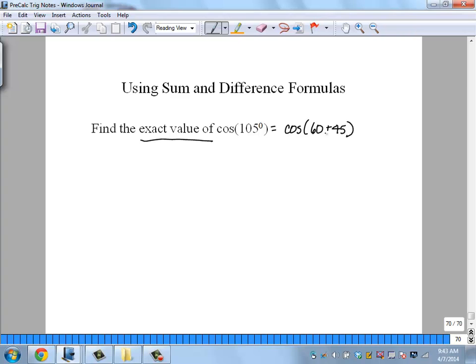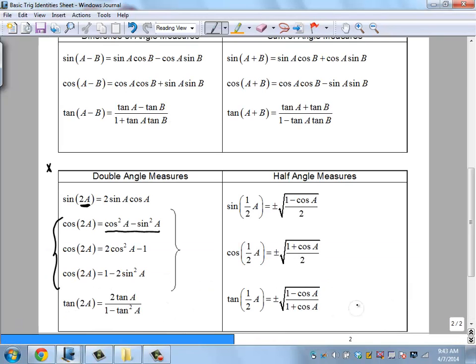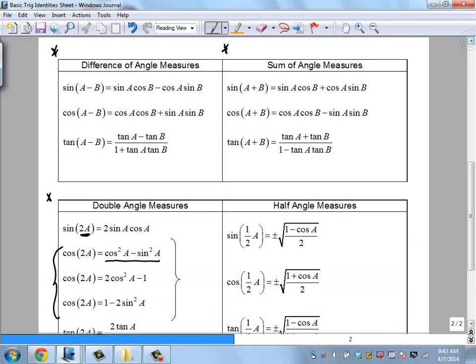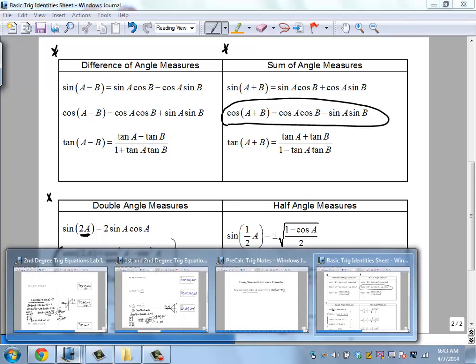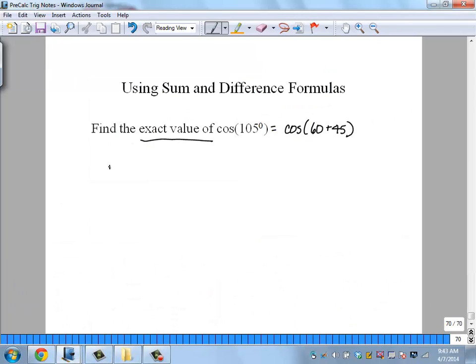Now, if we go to our paper that I gave you, and if I look for the sum of angles, and I'm looking for the cosine, if you'll see, there's a formula for the cosine of the sum of two angles. And what you do is you have the angle here is in the A spot and the B spot, and then we're going to plug it in. So we're going to use that formula to actually do this. So I'm going to write it like this. The cosine of 60 plus 45, okay, is, now we got to find the formula first.